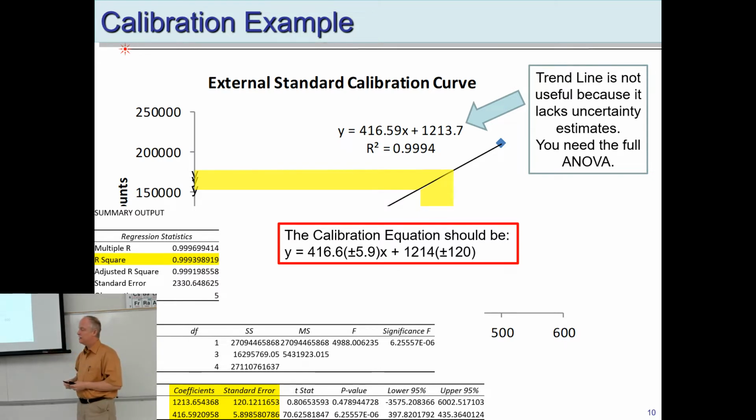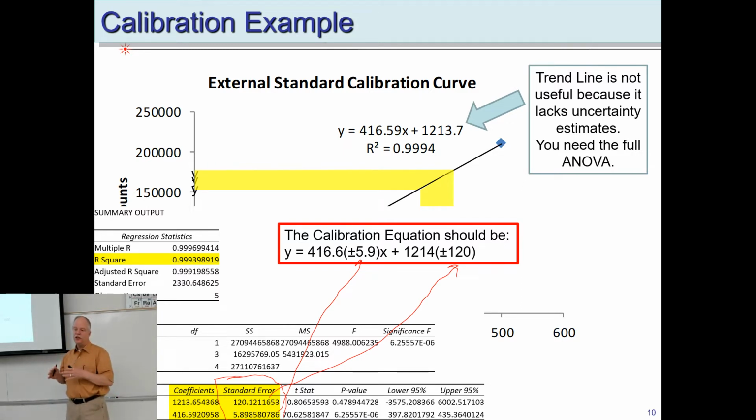And the nice thing about this is it gives you these coefficients, which you already had from the trend line, but it gives you this block here, the standard error. And so those are the uncertainties, or the standard deviations in each one of those. And so it gives you M plus or minus and B plus or minus. And so with that information, you can take the 5.9 here and put it in your equation, and you can take the 120 and put it in the equation. So now you have a more useful linear fit. You have not just M and B, but you have the uncertainties in each of those.